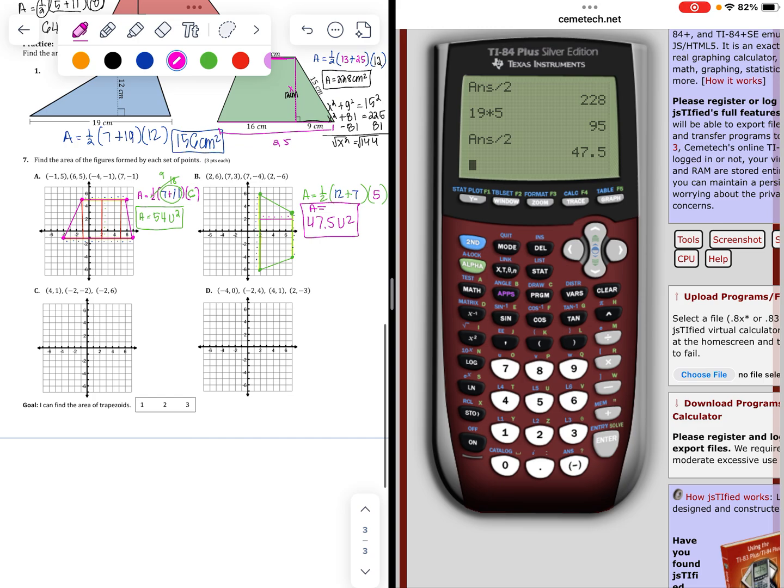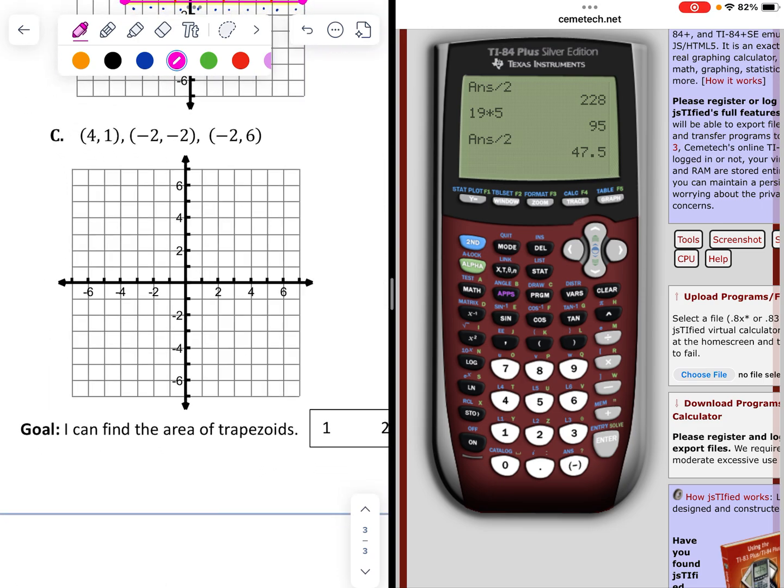Okay, let's move on to the next one. As I say, trapezoids seem pretty good here, so I was hoping it was one, but I see that this is a triangle because there's only 3 points. I got 4, 1, negative 2, negative 2, and negative 2, 6. All right, it's a triangle.